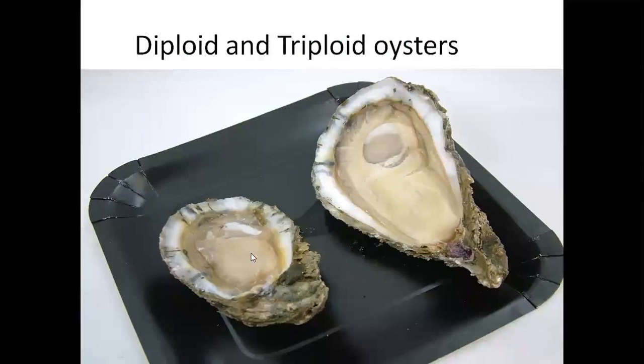So here we have a diploid and a triploid oyster. So basically there's a structural difference. They are larger, and these triploid oysters are edible and available throughout the year because they do not undergo spawning. They do not reproduce as they are sterile.